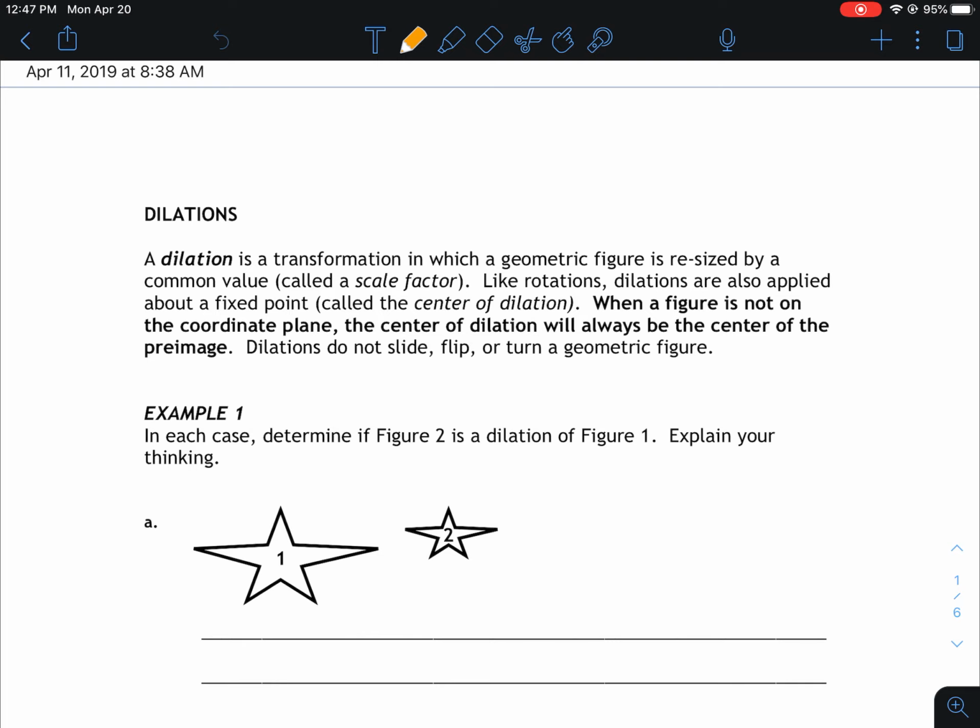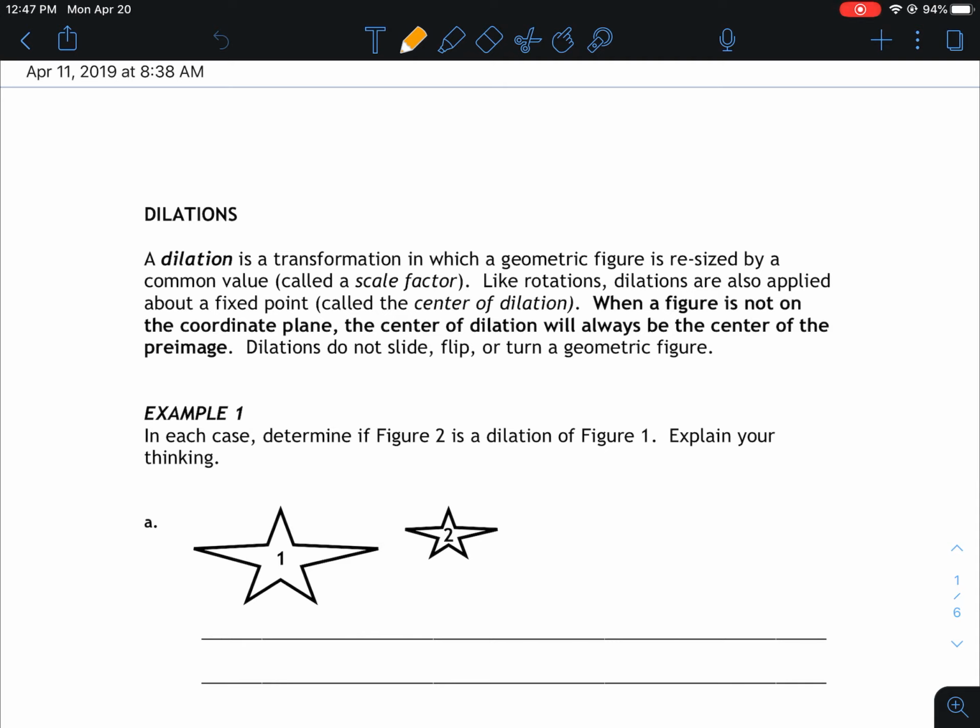The final transformation that we're going to talk about is dilation. This is a transformation in which the geometric figure is resized by a common value called a scale factor. Like rotations, dilations are also applied to a fixed point called the center of dilation, basically the center of the figure. And dilations do not slide, they do not flip, and they do not turn. So they are just either getting bigger or smaller.